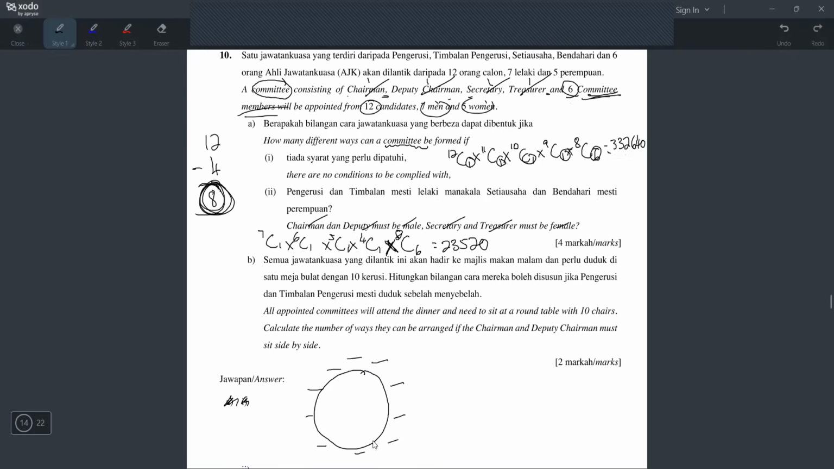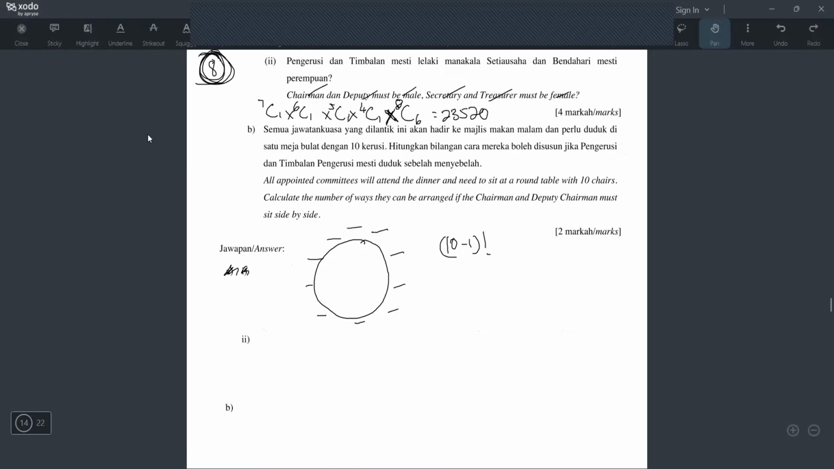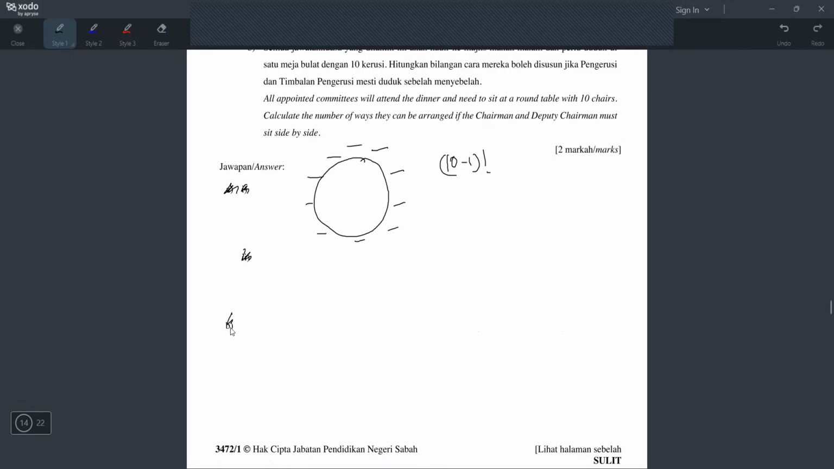If 10 persons want to sit in 10 chairs in a circle, it will be 10 minus 1 factorial. Let me explain circular permutation. The formula we use is n minus 1 factorial, or you can also say nPr divided by r. For example, for 10, it will be 10 minus 1 factorial, or 10P10 divided by 10. But these two are the same. If you press this and press this, you get the same answer. So this is the formula for circular permutation.